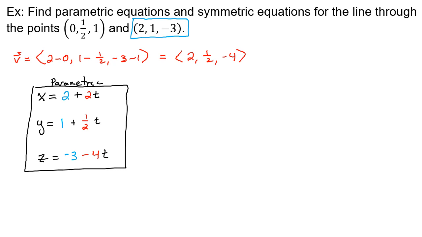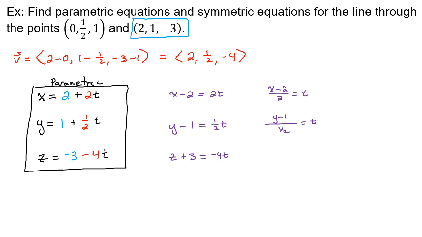To find the symmetric ones, I have to take each one of those and solve it for t. So if I take that first one and solve it for t, that would be x minus 2 equals 2t, or dividing by 2, I'd have (x minus 2) over 2 equals t. On the y one, I would have y minus 1 equals half of a t, or (y minus 1) over 1/2 equals t. Or you could say 2 times that if you want to. I'm leaving it like that for a reason, though. And then your z would get added 3 to the other side and divide by -4. So I have (z plus 3) over -4.